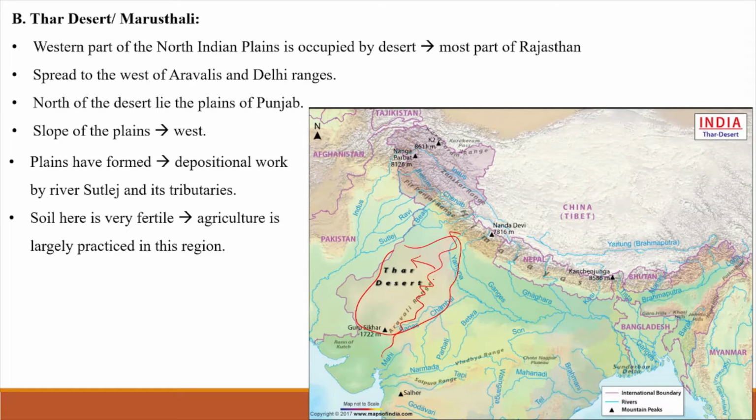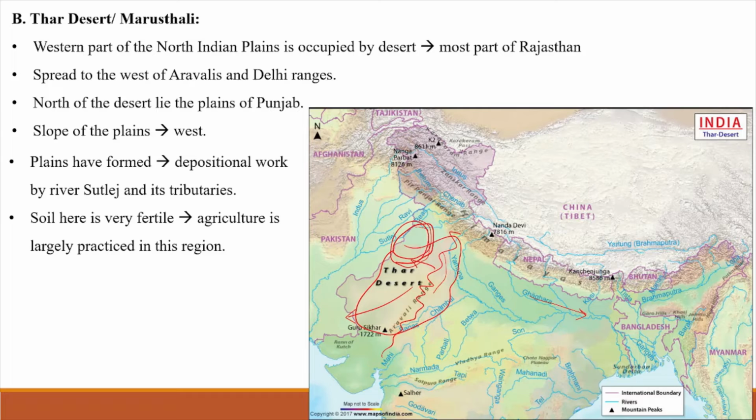The north of the desert lies in the plains of Punjab. So it's not only in the Rajasthan region, it's part of Rajasthan and partly, or a very little part, covered in the plains of Punjab. Now the slope of the plains is westwards. This is the direction in which the plains are. In the eastern part we saw the slope of the plains is eastwards. Okay, towards the east.